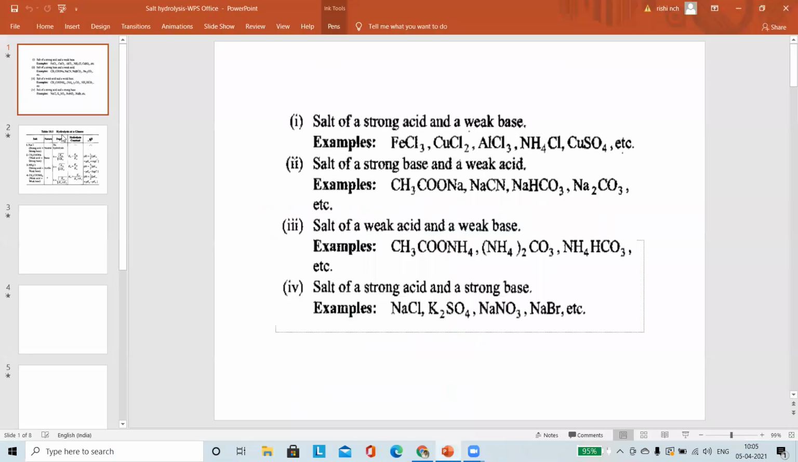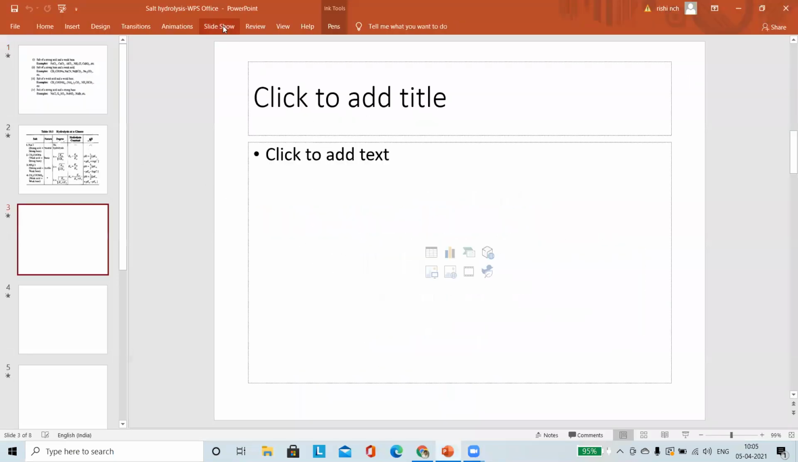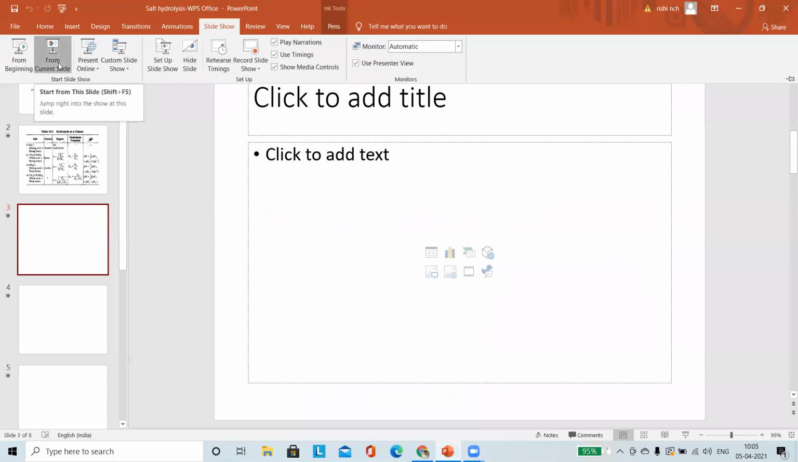Hello everyone. Today we are going to discuss the new topic, salt hydrolysis. What is the name of the topic? Salt hydrolysis. Generally we know the neutralization reaction.